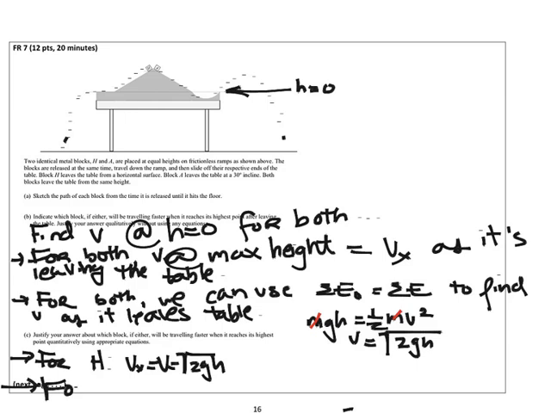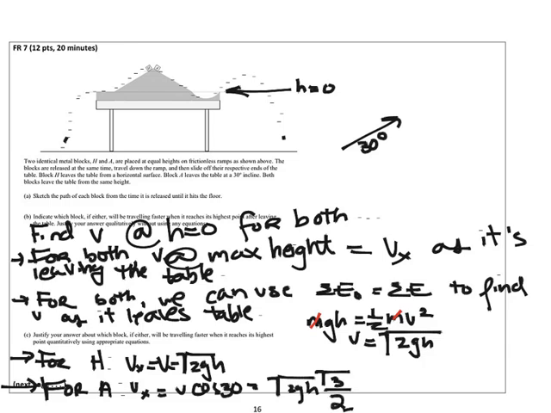But for A, Vx will be V times, if we think about the fact that A is at a 30-degree angle, V times cosine 30. And so we'll have the square root of 2gh times the cosine of 30, which is square root 3/2. And so VH is larger.